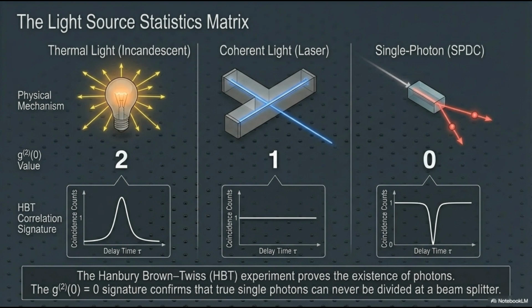This experiment, originally designed for stellar intensity interferometry in astronomy, became one of the foundational tests of quantum optics. The 3 signatures serve as a quality control benchmark in any quantum photonics laboratory. Understanding light source statistics is essential for certifying the purity of a single photon source used in downstream quantum information protocols.